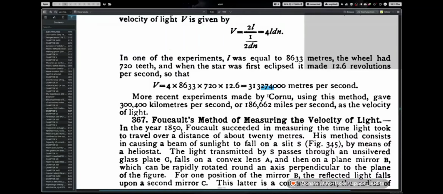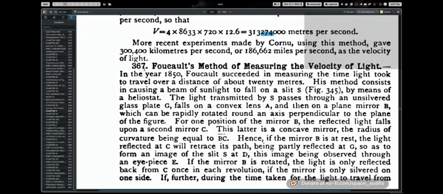And more experiments of this kind were made by Cornu using this method. It gave 3,400,000 kilometers a second, or 186 million miles per second, for the velocity of light.